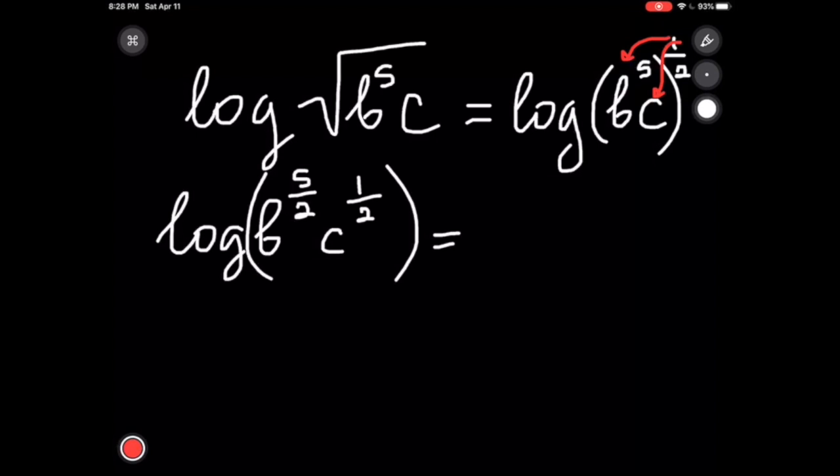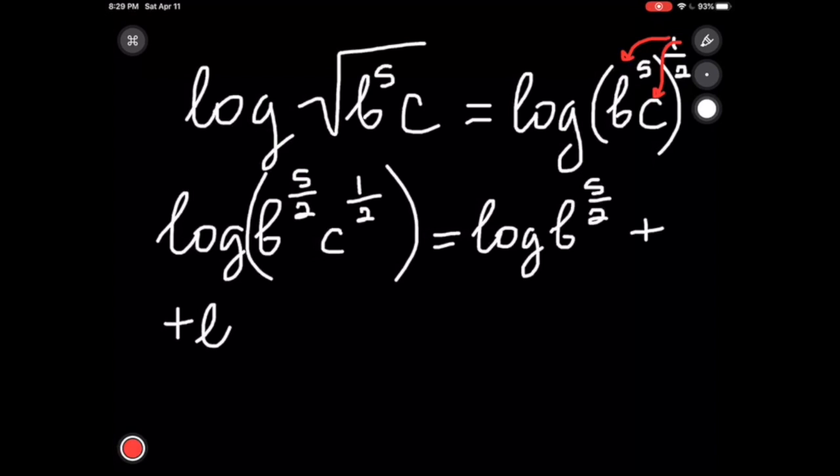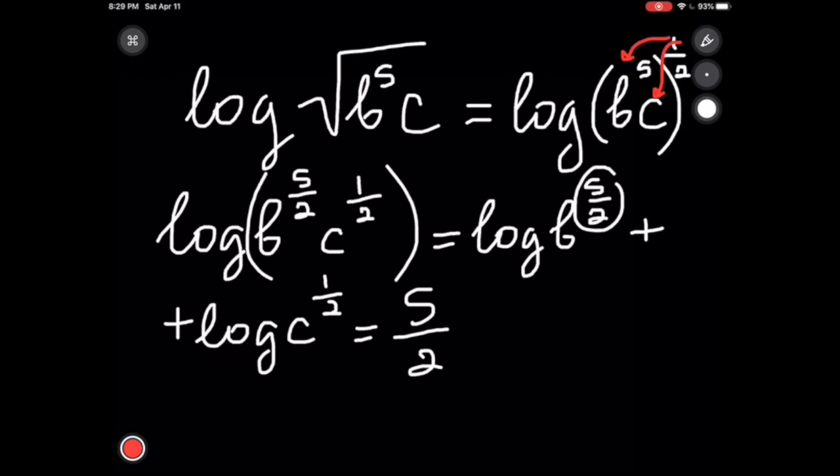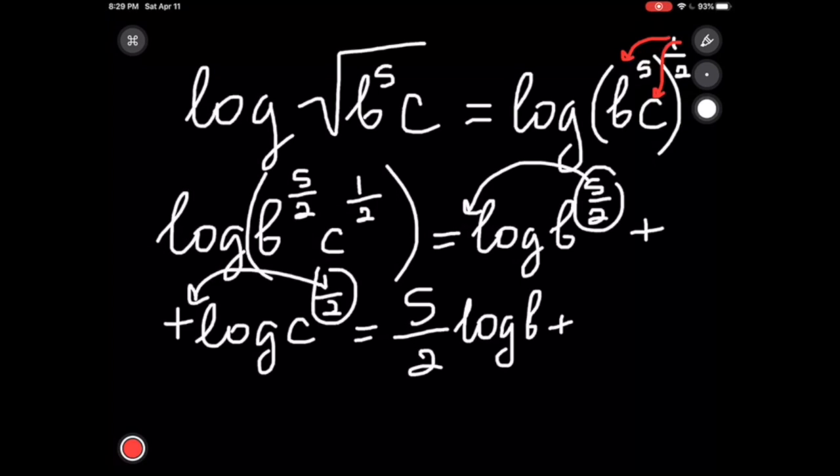Now I will write this logarithm as a sum of two separate logs: log base 10 of b to the power of 5 over 2 plus log base 10 of c to the power of 1/2. 5 over 2, because it was an exponent, can go outside of the log base 10 of b. 1/2, because it's an exponent, can go outside of log base 10 of c. And now this is your final answer.